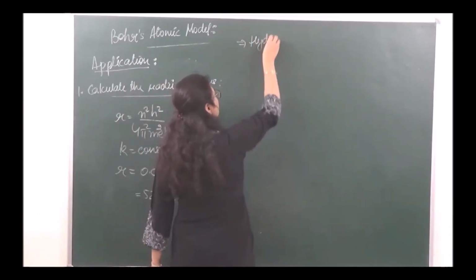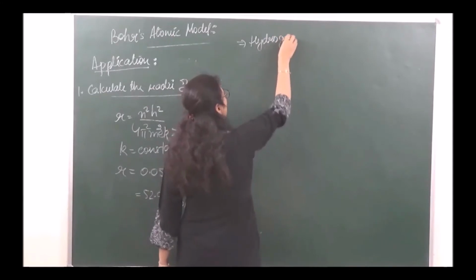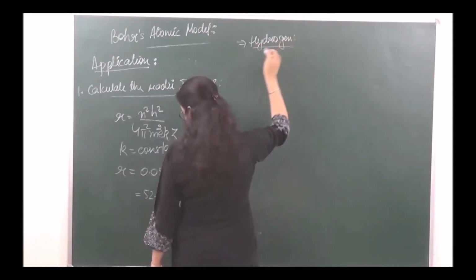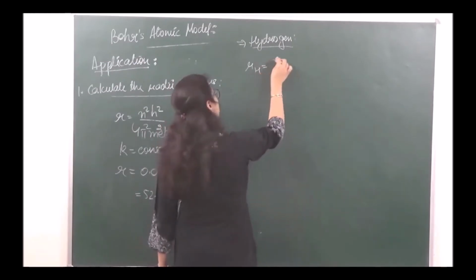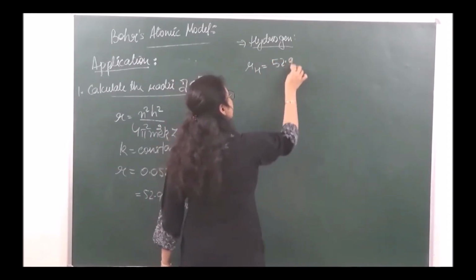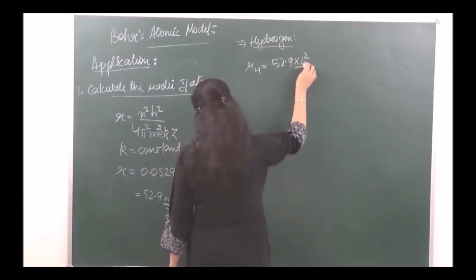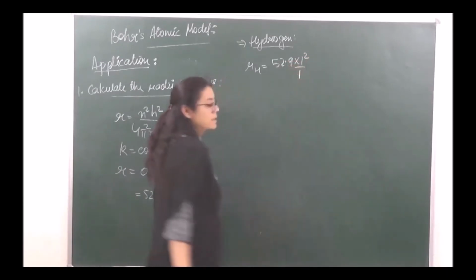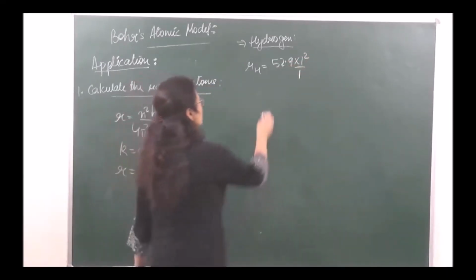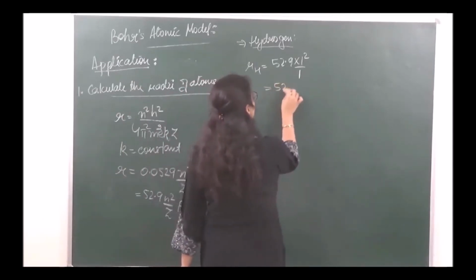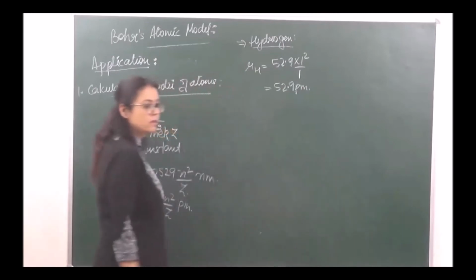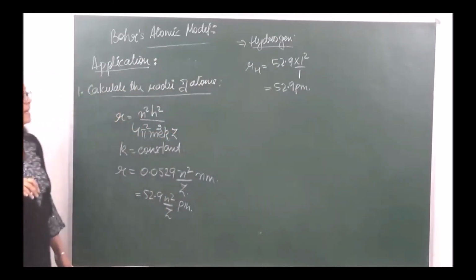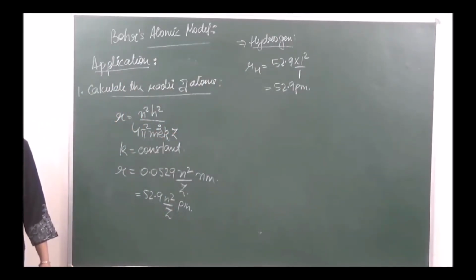So when the radius of the first orbit of hydrogen was calculated, R of hydrogen is equal to 52.9 into 1 square upon 1, right? So it was 52.9 picometers. Clear?